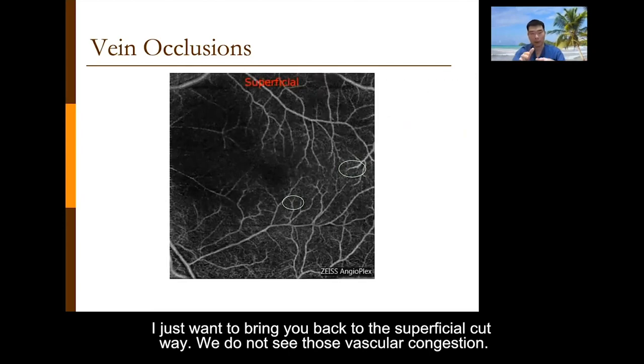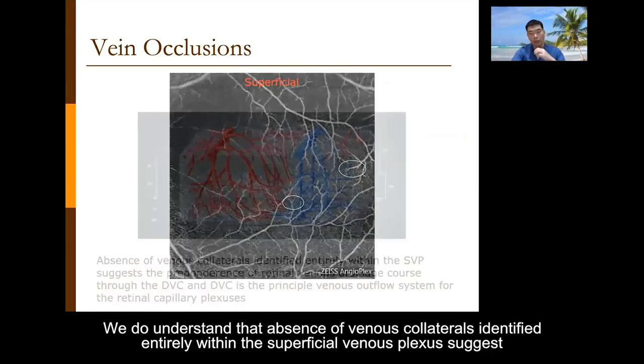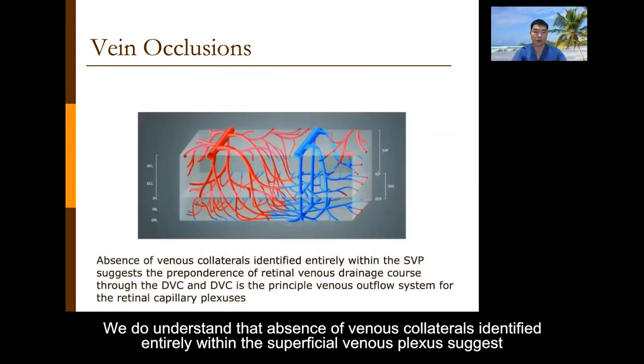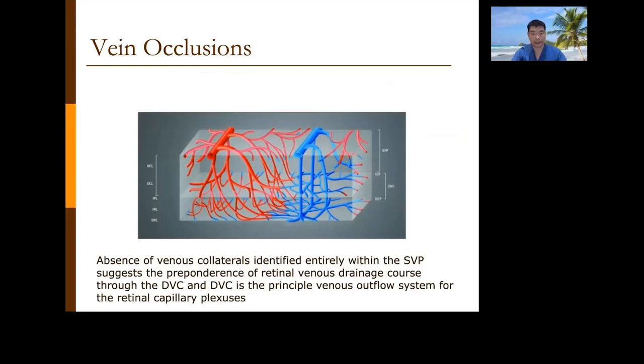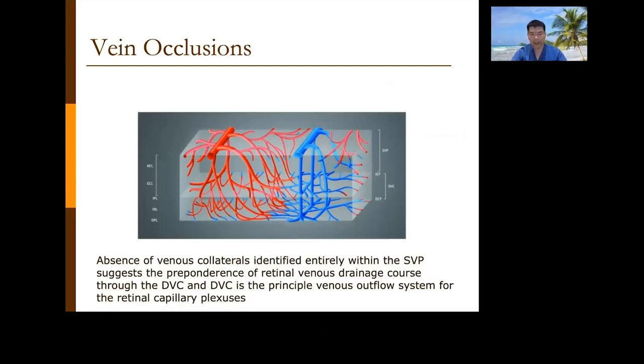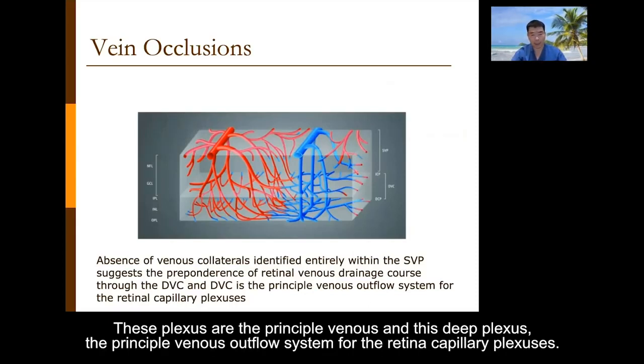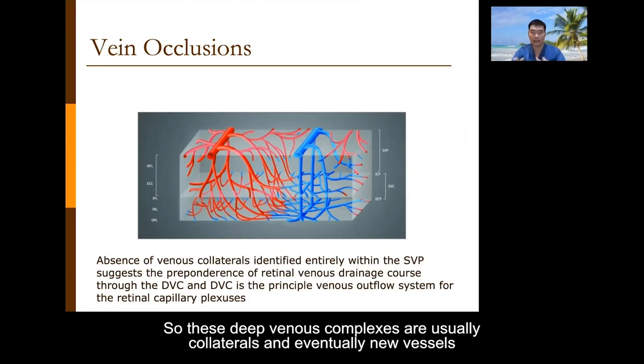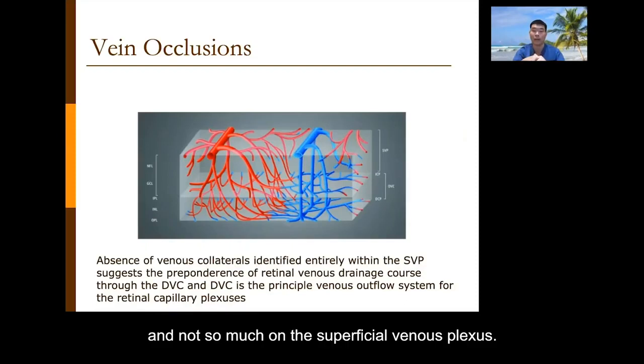Here, again, I just want to bring you back to the superficial cut where we do not see that vascular congestion. Again, we slowly begin to understand that the absence of venous collaterals identified entirely within the superficial venous plexus suggests the preponderance of retinal venous drainage occurs through the deep vascular plexus. And the deep plexus is probably the principal venous outflow system for the retinal capillary plexus. So these deep venous complexes are usually where the collaterals and eventually new vessels develop, and not so much in the superficial venous plexus.